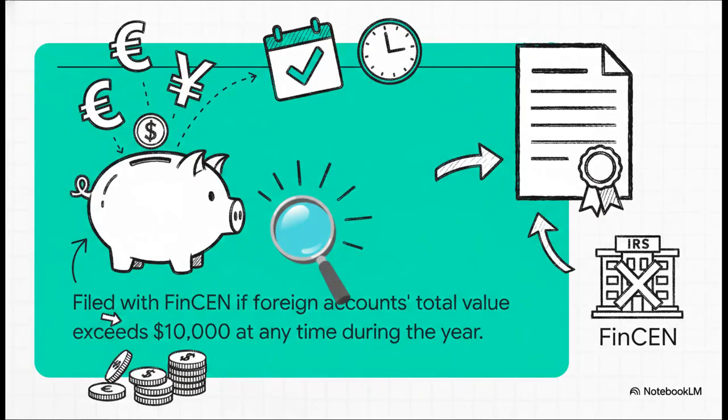So what's so special about $10,000? Well, it means you have to file a Report of Foreign Bank and Financial Accounts, the FBAR, if the total value of all your foreign accounts goes over $10,000 at any single moment during the year. And here's the other crucial part. You don't file this with the IRS. You file it with FinCEN, the Financial Crimes Enforcement Network. It's a completely separate filing.